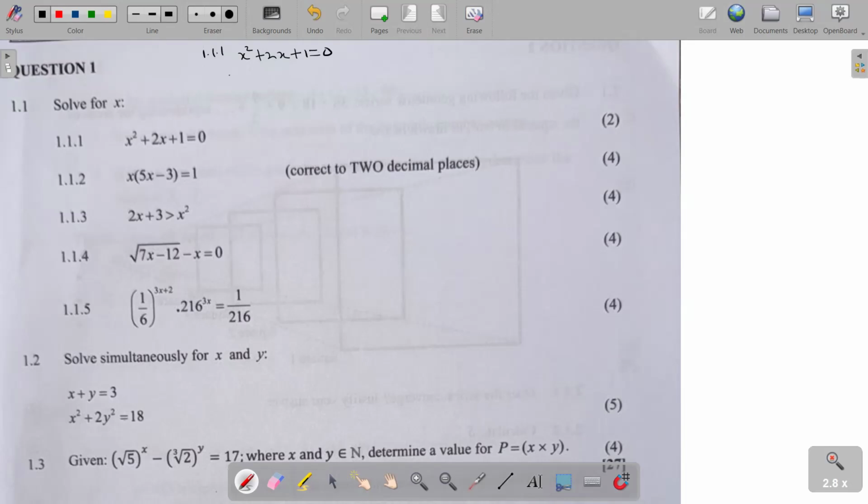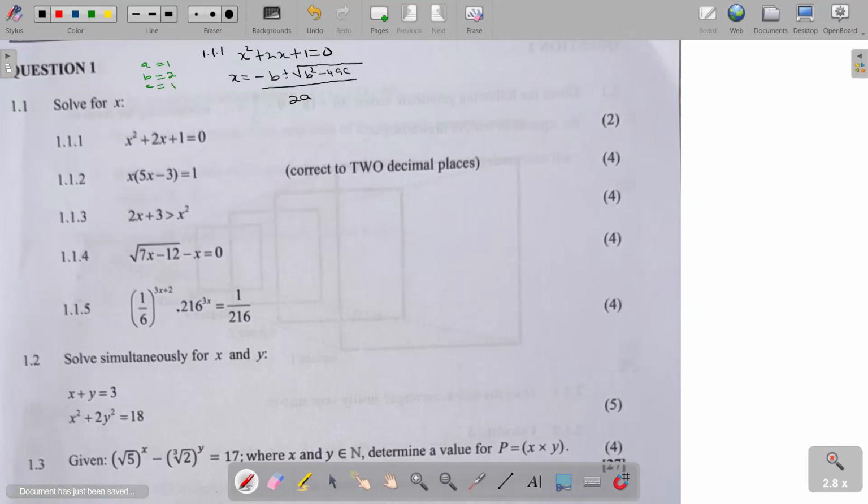So it means your x is equal to minus b plus or minus the square root of b squared minus 4ac all over 2a. But you have to take note of the values of a, b, and c. A is the coefficient of x squared, which is 1. Then b is the coefficient of x, which is 2. Then c is the constant, which is 1.